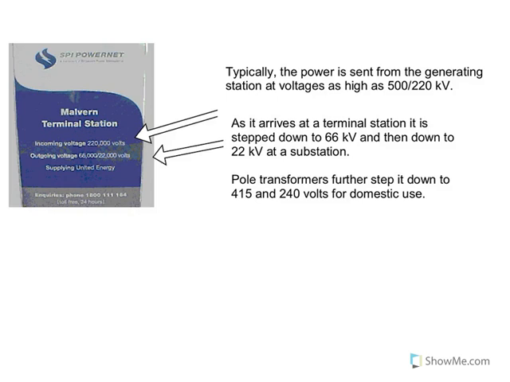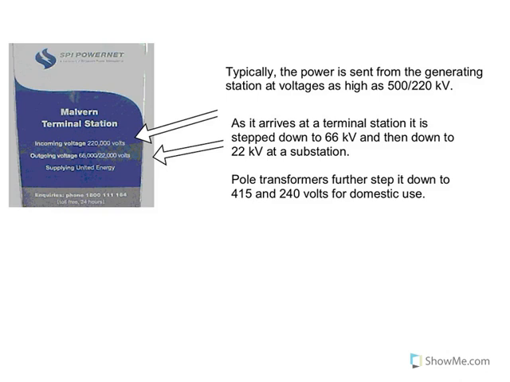Alright, and so this one here is, as it says, the Malvern Terminal Station, so this is the big suburb one. Incoming voltage, it's coming in at 220,000 volts. And our outgoing voltage, see, it's going out at 66,000. Then that heads off and gets changed again a bit more.